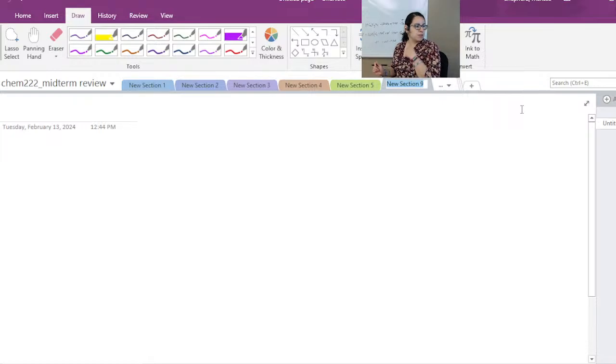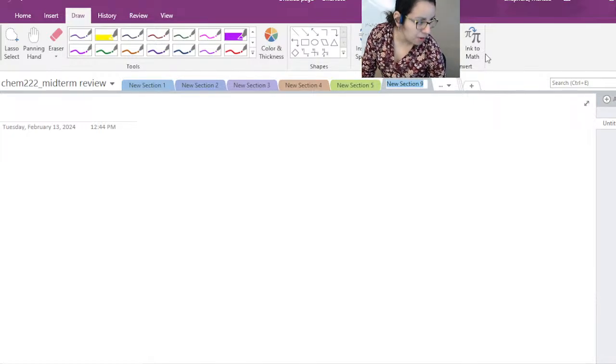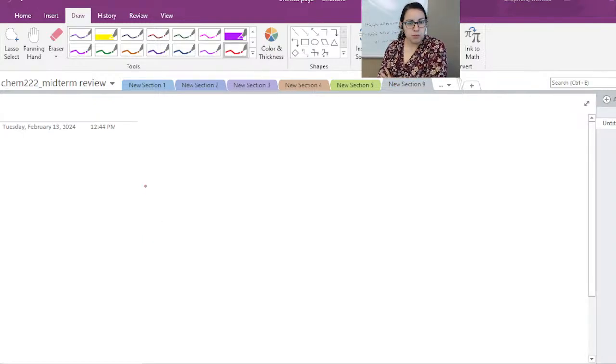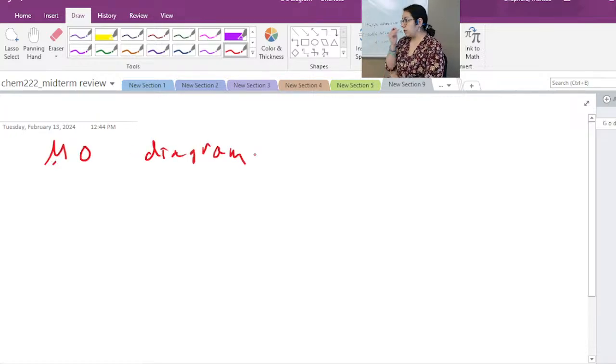All right, there's kind of two things left on the exam to go over. I'll let you tell me what you want to go over. Of course there's going to be an MO diagram on the exam, so I would expect to make an MO diagram. Do we want to practice an MO diagram or the other problem?